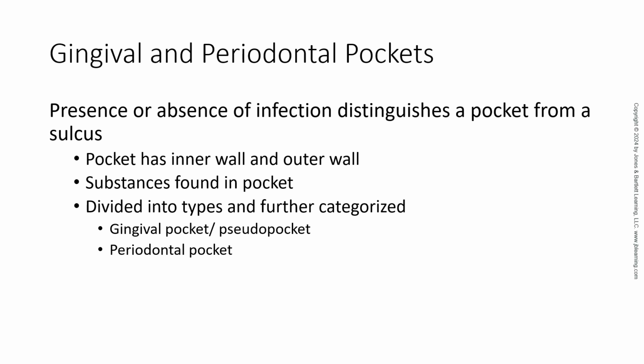The presence or absence of infection will distinguish a pocket from a sulcus, and the level of attachment on the tooth distinguishes the gingival pocket from a periodontal pocket. The pocket has an inner wall and an outer wall, and they meet at the base of that pocket. That base is the coronal margin of the attached periodontal tissues and the border of the junctional epithelium. Substances that are found in the pocket include gingival crevicular fluid and desquamated epithelial cells.